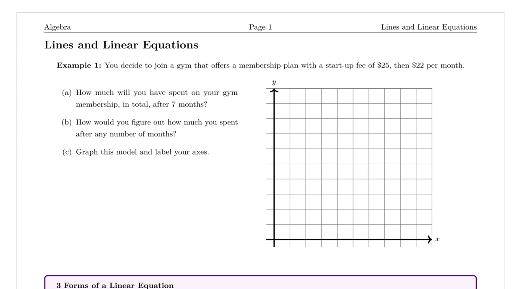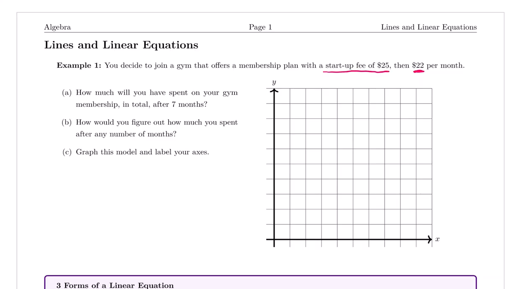In this video, we'll be talking about lines and linear equations. Example 1 says you decide to join a gym that offers a membership plan with a startup fee of $25, then $22 per month. Part A says how much will you have spent on your gym membership in total after 7 months?